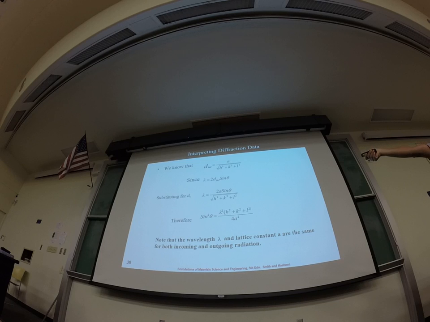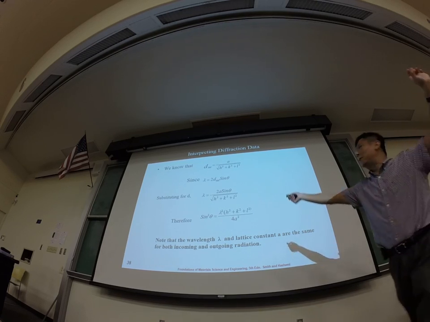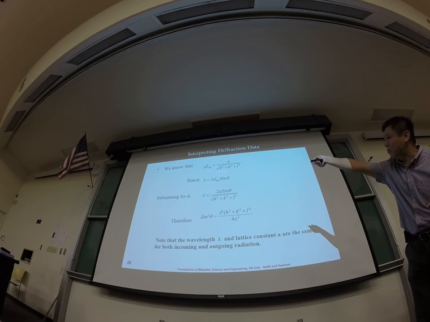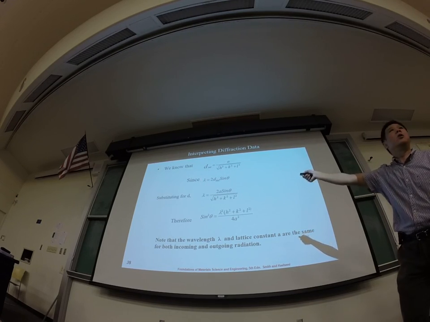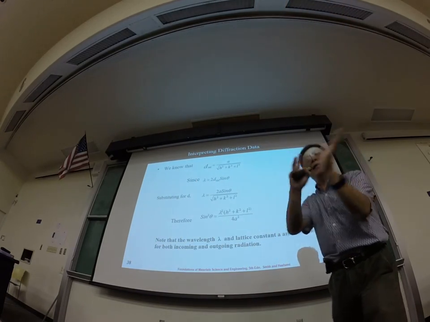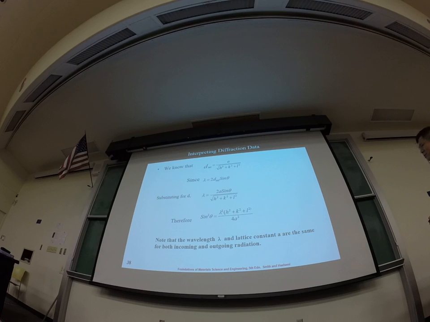We know d_hkl, right? For the cubic system, d_hkl has this relationship. We insert this one into Bragg's law. Actually, here we only consider n equal to 1. That means the first order diffraction, because that one usually is a strong peak. Okay, it gives us a strong peak.